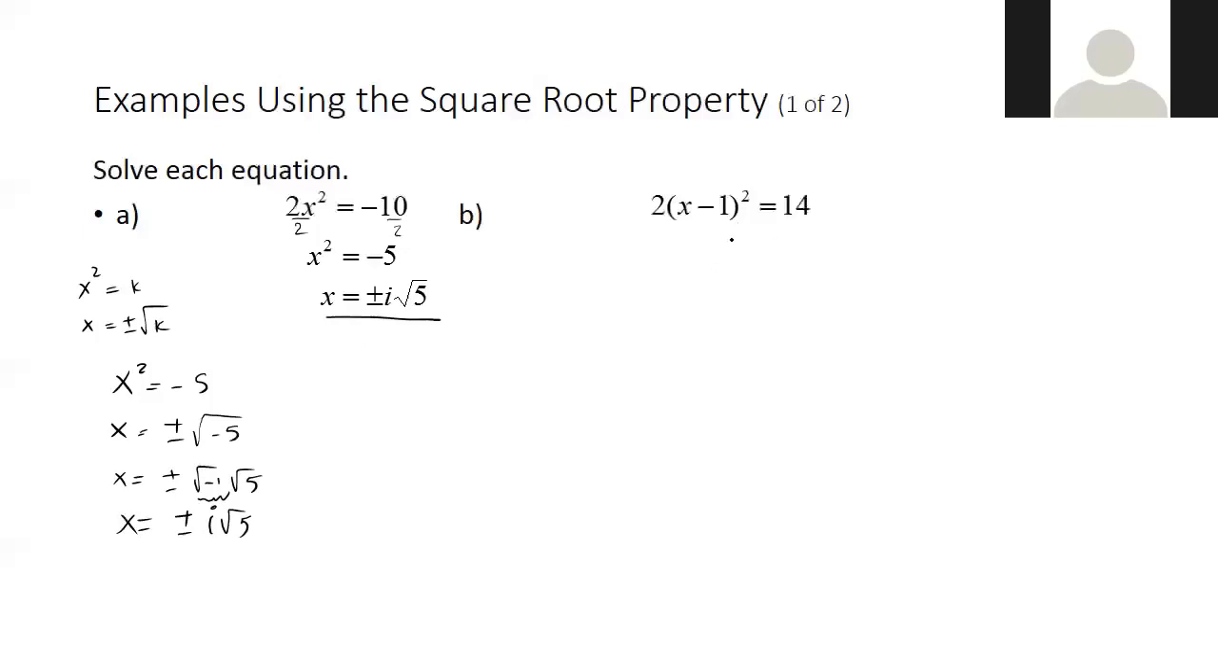For the second one, if I divide both sides by 2, I get (x minus 1) squared is equal to 14 over 2, which is 7. Recall, x squared is equal to k means x is equal to plus and minus the square root of k. In this case, your x is this expression. So x minus 1 must be equal to plus and minus the square root of 7. You just solve for x by adding 1 to both sides, so x would be equal to 1 plus and minus radical 7.